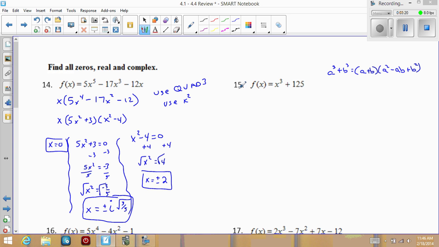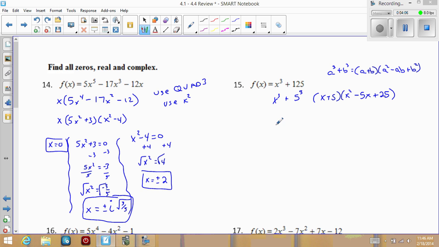When I look at 15, it's an x cubed, and there's only two terms, which should trigger in your head that we have a special factoring formula of a cubed plus b cubed. It's x cubed plus 5 cubed. And we follow the factoring formula of a plus b times a squared minus ab plus b squared. So we're going to have x plus 5 times x squared minus 5x plus 5 squared, which is 25.